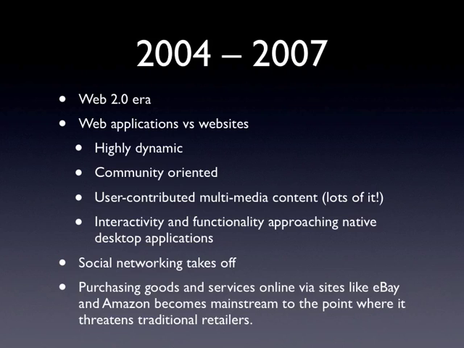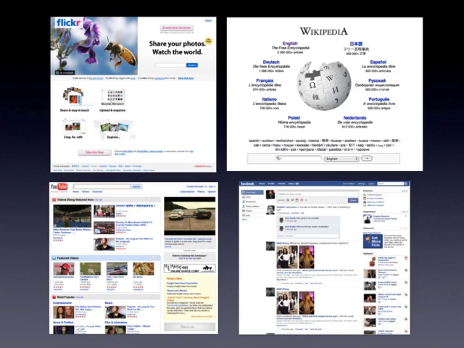Okay, then we go 2004 to 2007, ish. So this is what I guess you could call the Web 2.0 era, which has all of its own design aesthetics associated with it. But the main thing I want to focus on from this era is the push towards creating web applications versus websites. And when I'm talking about web applications, I mean these kind of things. So there's Flickr, Wikipedia, YouTube, and Facebook there.